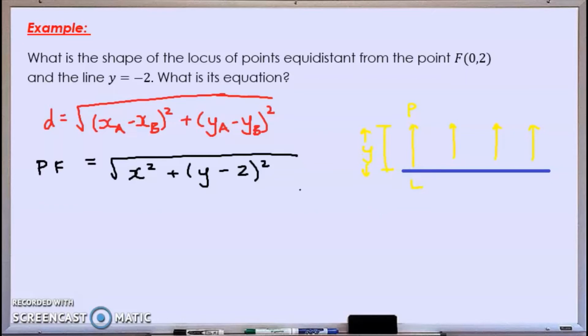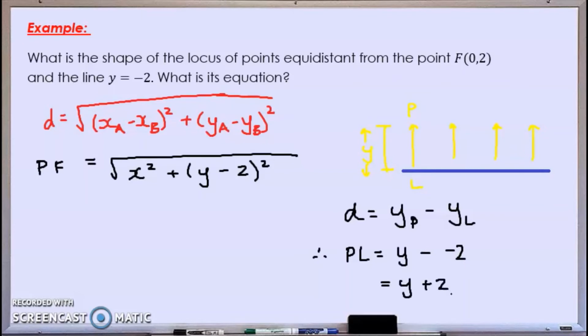All I need to look at is the difference in my y's. And the difference in my y's is going to be y of my collection of points minus the y value of my line. And the y value of my line is -2. Therefore, any distance from P to L is going to be the y value of my collection of points minus -2, which equals y plus 2. So now what we have to do is set PF and PL as being equal to each other so we can find the equation of this line.